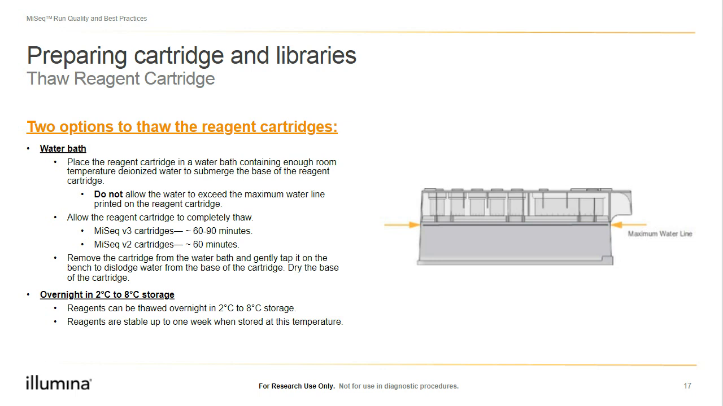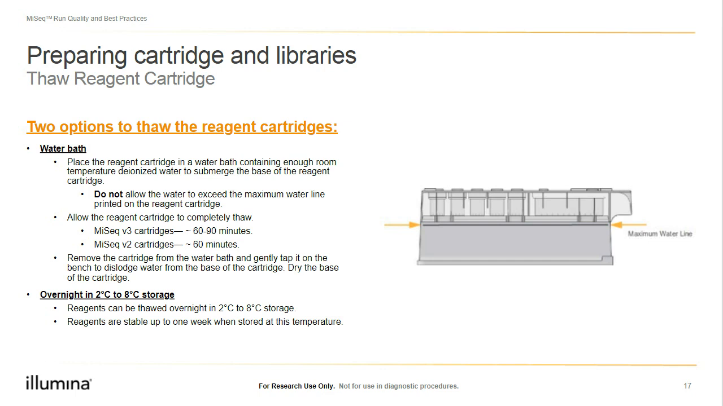So starting off our best practices portion here, we wanted to discuss how to prepare your reagents. We have two recommended options to prepare the reagent cartridge. Our first and quickest recommendation is to thaw in a room temp water bath containing enough deionized water to submerge the base of the reagent cartridge. A MiSeq V3 cartridge will take roughly 60 to 90 minutes to thaw, whereas the V2 cartridge can thaw effectively in 60 minutes. Allow the reagent cartridge to completely thaw before removing the cartridge from the water bath, gently tapping it on the bench to dislodge excess water from the base of the cartridge. We don't want to insert a ton of water into the instrument. And then dry the base of the cartridge.